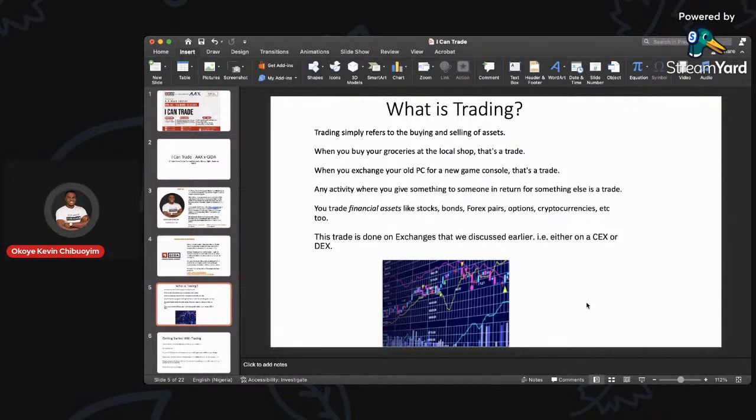That's trading. When you exchange your old PC for a new game console, that's trading. In this case, you are the one selling it, you are exchanging your PC. So any activity where you give something to someone in return for something else, that's a trade. You can trade financial assets like stocks, bonds, and cryptocurrencies too, just like you trade other things. And this trade of cryptocurrencies is done on exchanges. We have two types of exchanges: centralized exchanges and decentralized exchanges, shortened as CEX and DEX. In the centralized exchange, AAX is an example. They provide you with a very nice and easy to understand interface with a detailed guide on how to use it. There's a sweet onboarding process.